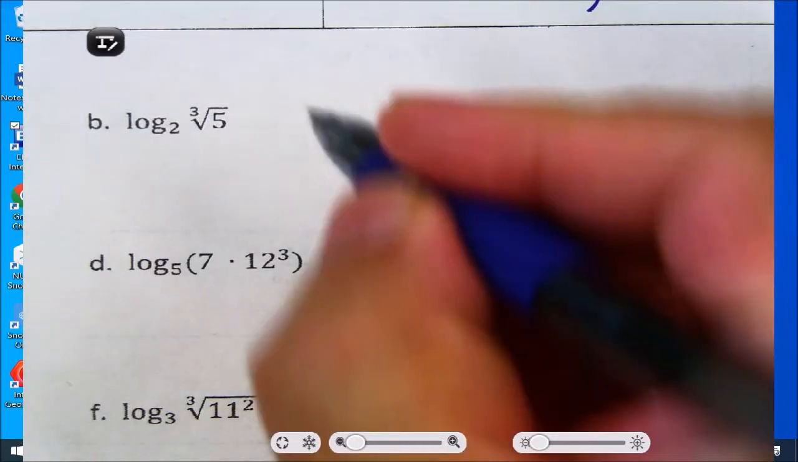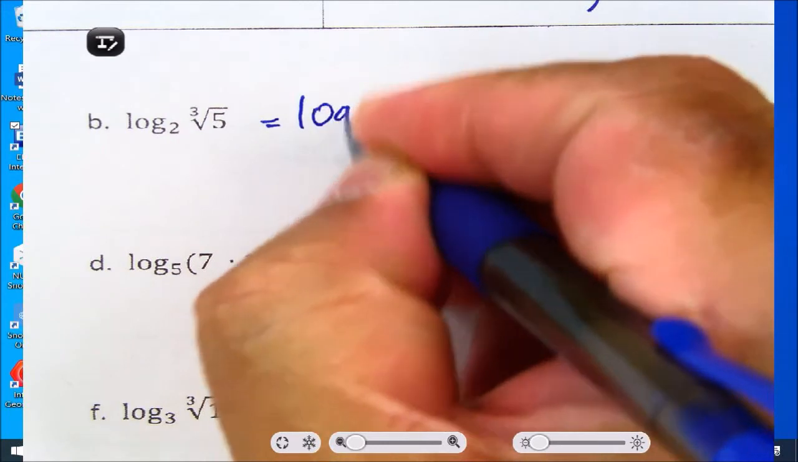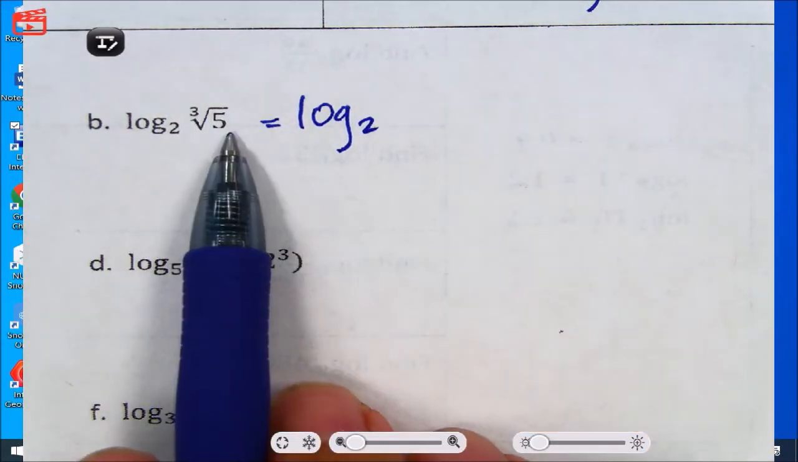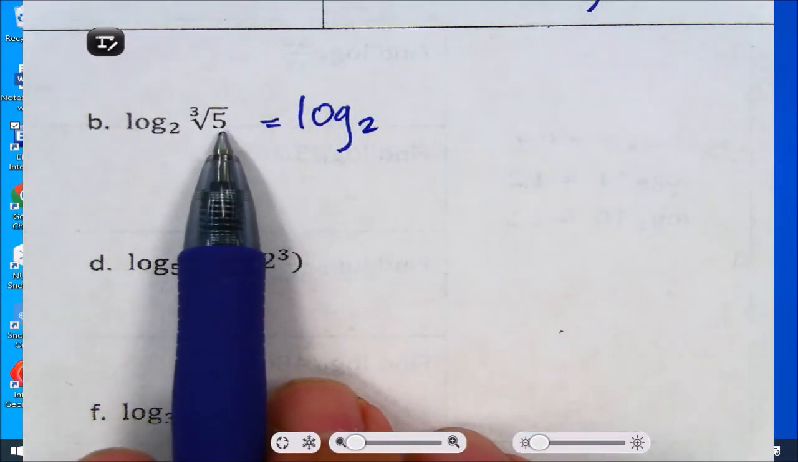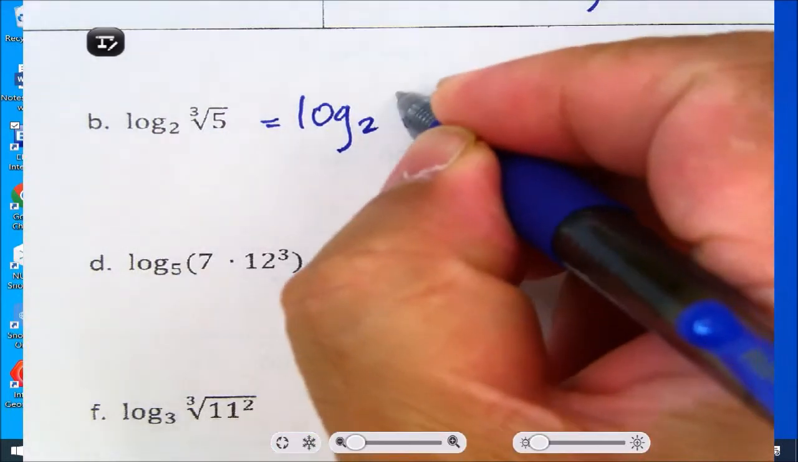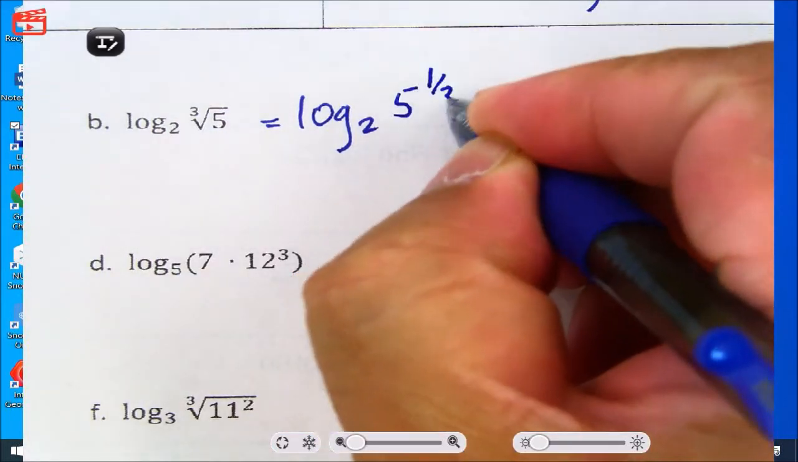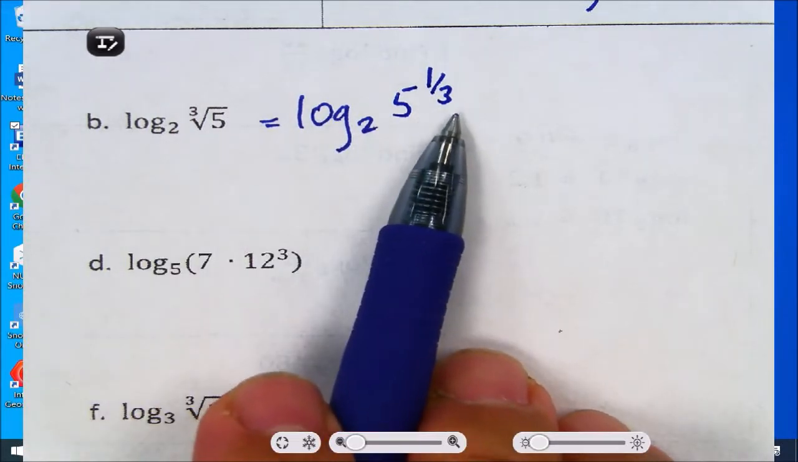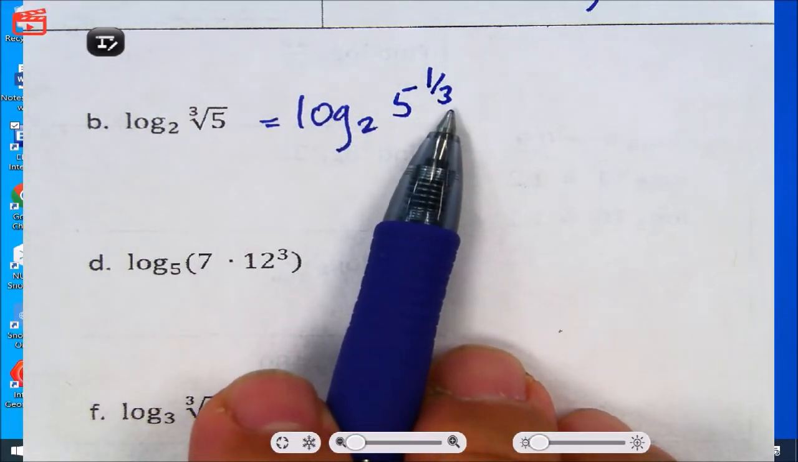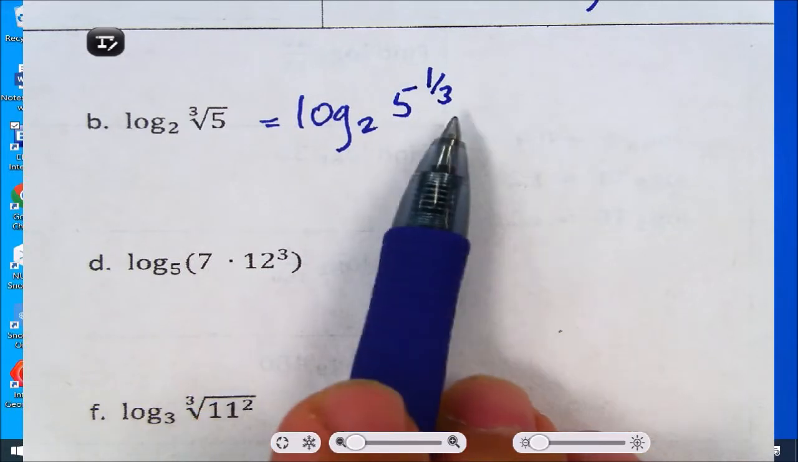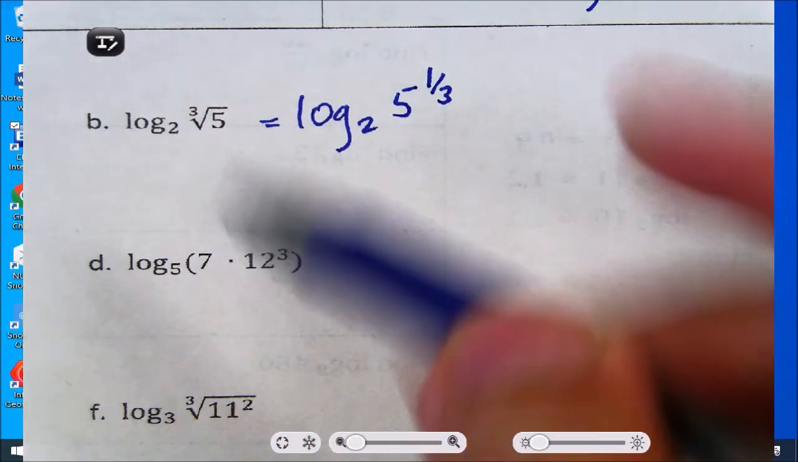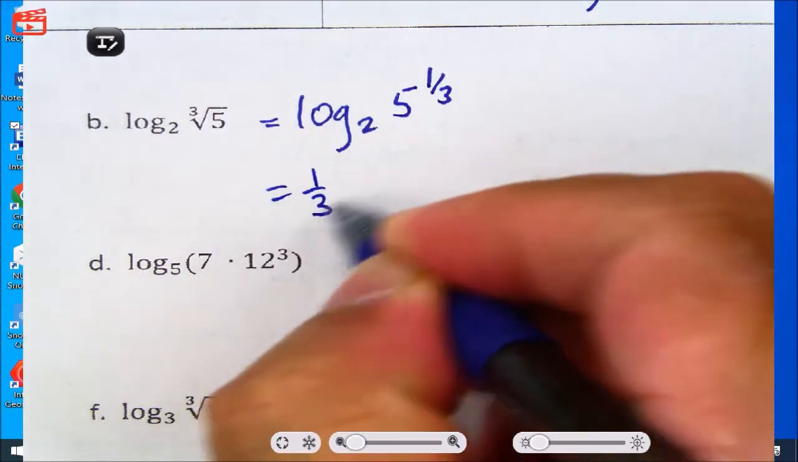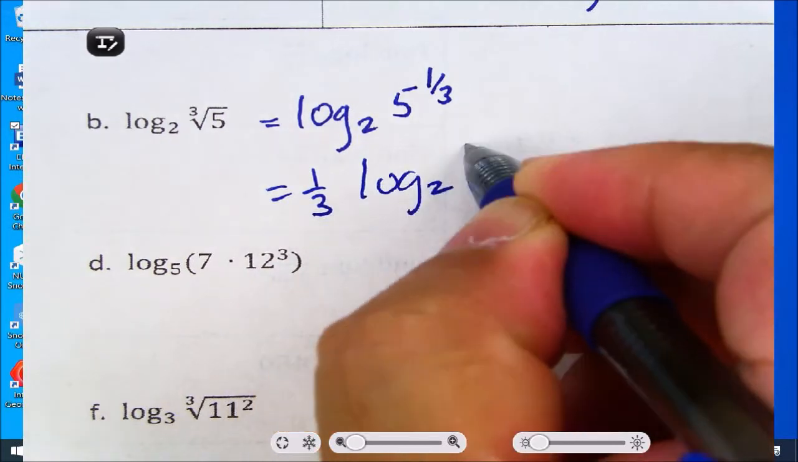All right. Now, log base 2. I'm going to write the cube root as a fractional exponent. So it's 5 to the 1/3, right? Cube root as an exponent is an exponent of 1/3. Once you have the exponent, you can use the power property. So it's 1/3 log base 2 of 5.